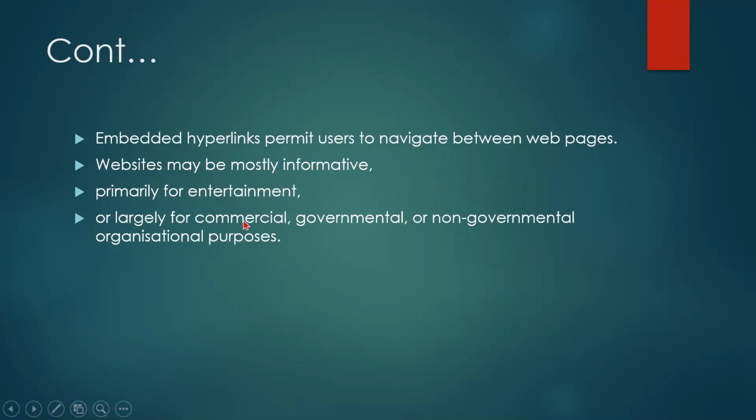These embedded hyperlinks allow users to navigate between different web pages. These web pages make up websites. Mostly, they are very informative. They can be for entertainment, or for commercial, governmental, or non-governmental organizational purposes, whatnot. All the applications of the internet can be listed here. What are the uses of web pages?